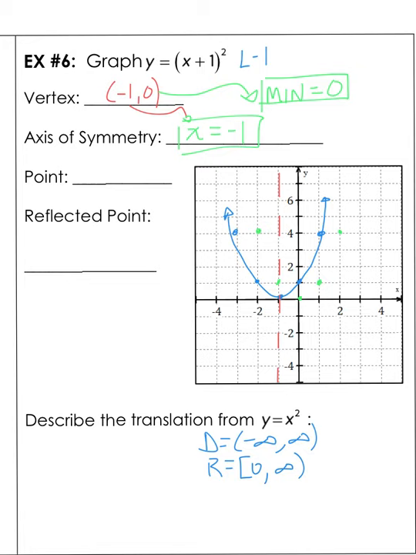So you choose a point. I'm going to choose -2, 1. The reflected point to this one is now no longer across the y-axis, but it's across the axis of symmetry. So this is 1 unit away. 1 unit here would make it 0, 1. Okay.